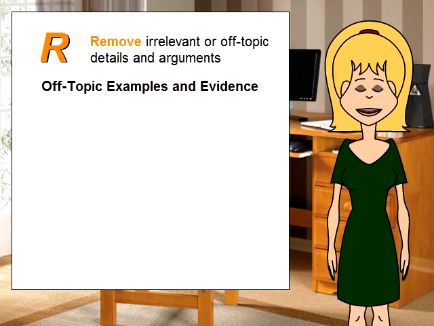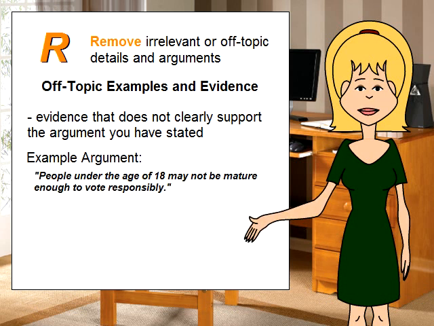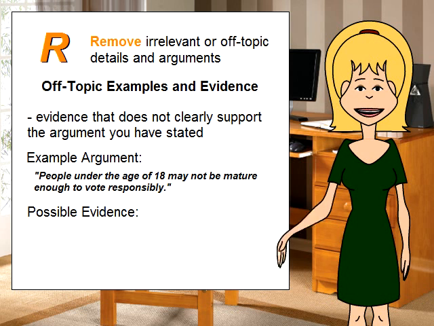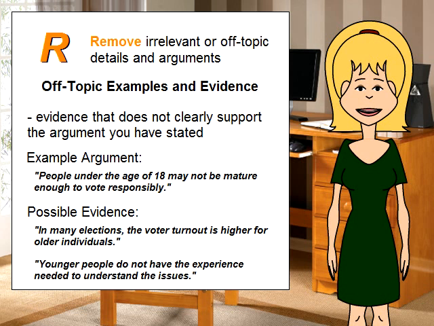Another problem to watch out for are off-topic examples and evidence. This is evidence that does not clearly support the argument you stated. As an example, let's think about our on-topic argument from before. Here are two possible evidence sentences. In many elections, the voter turnout is higher for older individuals. And younger people do not have the experience needed to understand the issues. Which one needs to be removed?